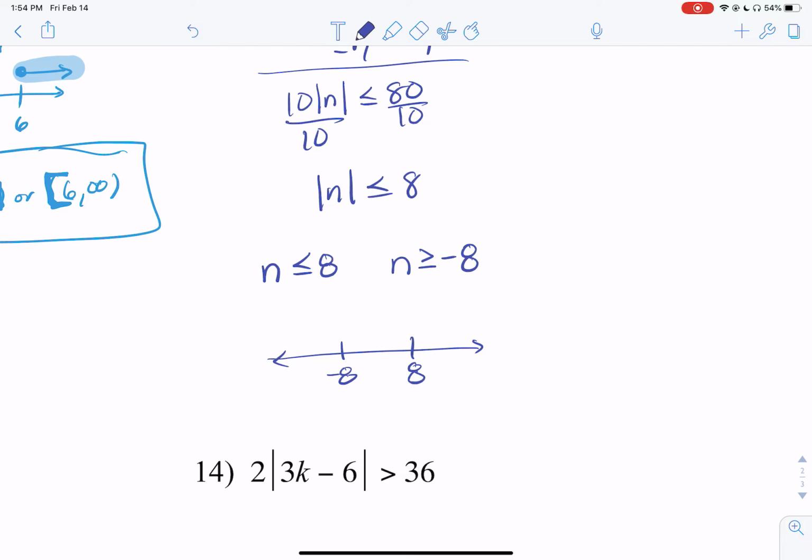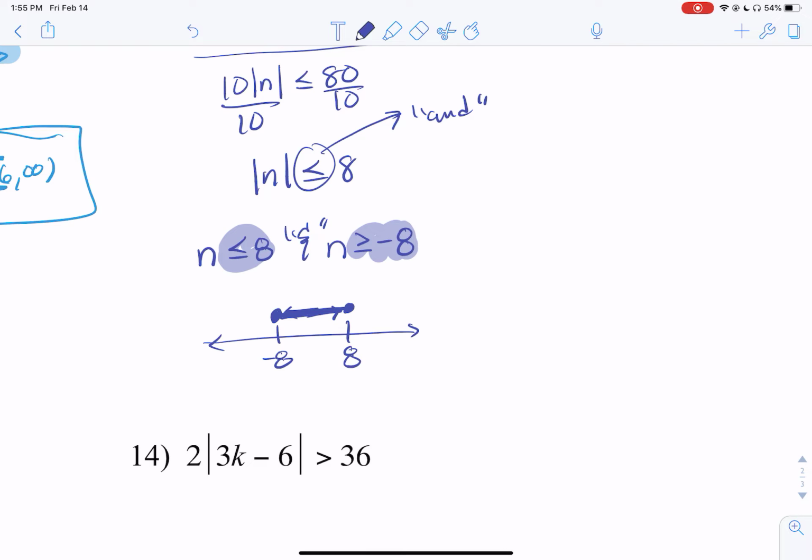For +8, we would have a closed circle, as you see right here, and the direction of inequality is pointing to the left, less than. And for the -8, we would also have a closed circle, and that one is pointing towards the right. So one's pointing to the left, the other one's pointing to the right, so that means that the solution is only going to be the numbers in the middle. So this is an example of an and. Again, this created an and compound inequality.